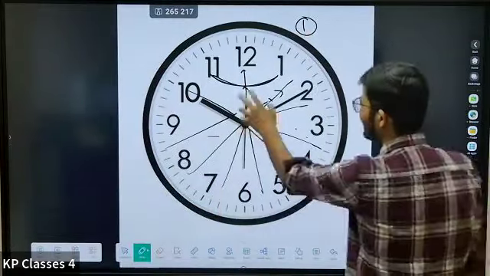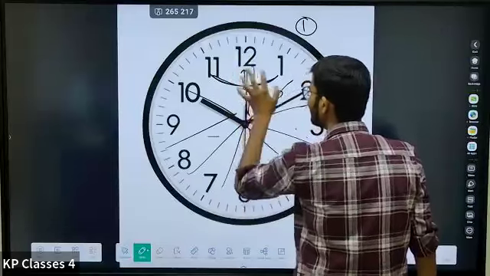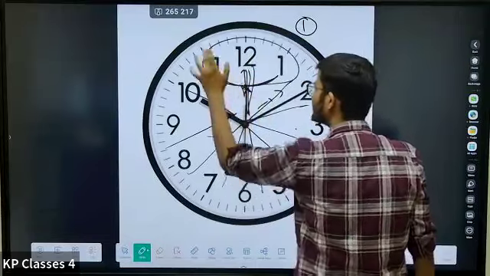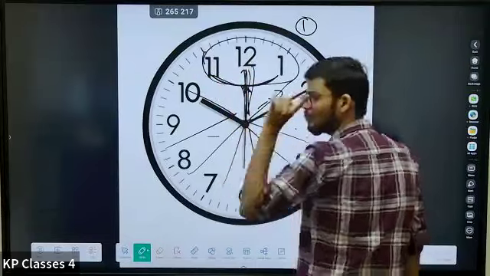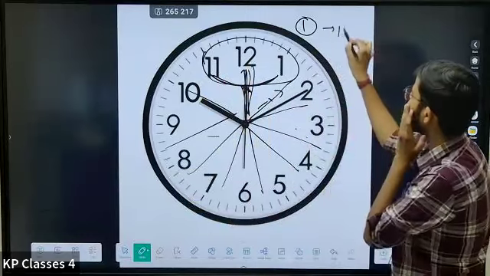Because between 11 and 12, they are only coinciding one time, exactly at 12. Between 12 and 1, they are not coinciding. They have only coincided one time. So between these three, it only coincides one. So one possibility is gone. That is how the hands of the clock only coincide 11 times.